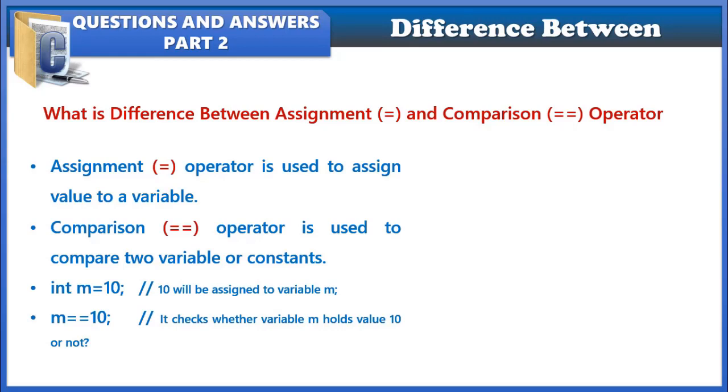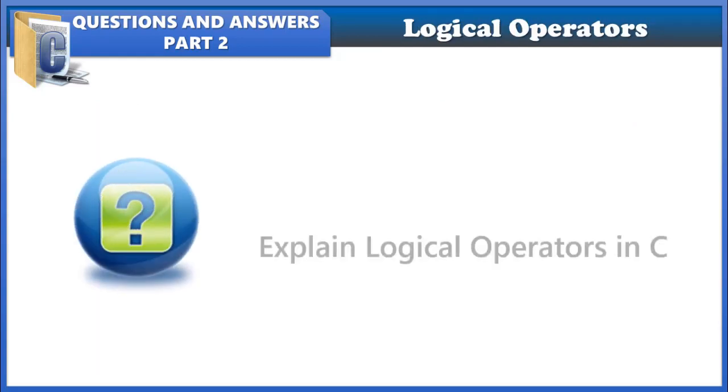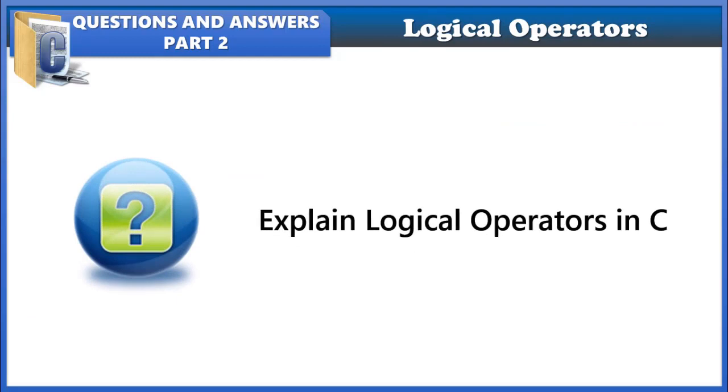So let's understand this with one example. Here I have taken m = 10, and in the if condition I am checking m == 20. So this condition will return false as m holds 10 and we are comparing that value with 20. So this is all about assignment and comparison operators in C. Next we will see logical operators in C.